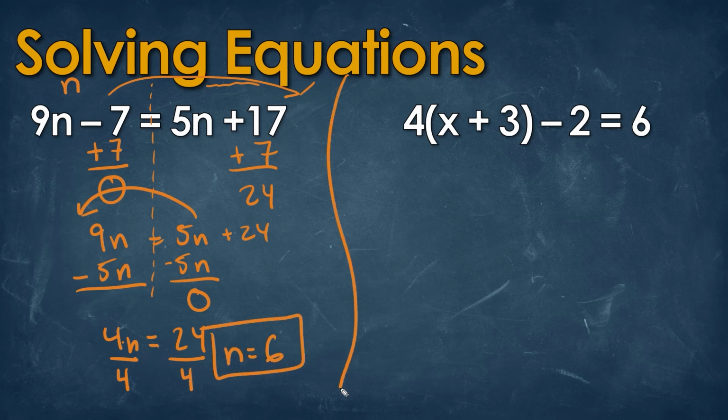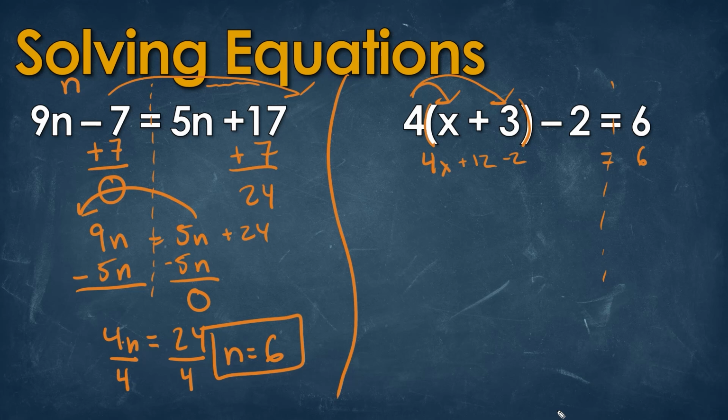So moving on to the next example, you're going to see we actually have to do a couple of steps here. First, we have some factoring that we have to do. When we factor, we have to take the parentheses into account, which means that this number has to be multiplied to this, and that number has to be multiplied to that. We're going to do those steps first, and we're going to simplify on both sides. So we have 4x, and then 4 times 3 is going to give us 12. We have a minus 2, and that is equal to 6.